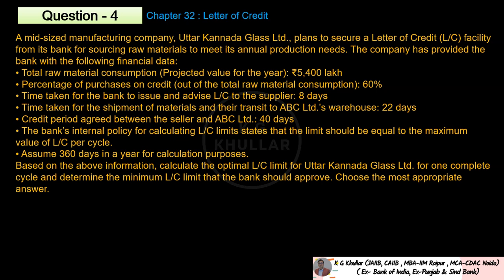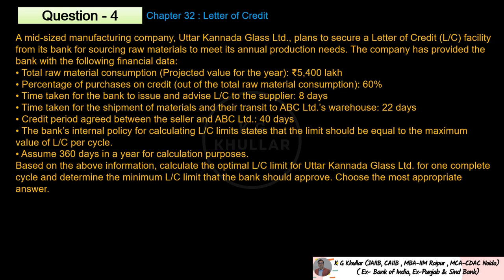First is total raw material consumption, that is, projected value for the year is rupees 5,400 lakhs. Then percentage of purchases on credit, which is out of total raw material consumption, is 60%. Then time taken for the bank to issue and advise LC to the supplier is 8 days. The next, time taken for the shipment of material and their transit to Uttar Kannada Glass Limited's warehouse is 22 days. The next is credit period agreed between the seller and the company is 40 days.